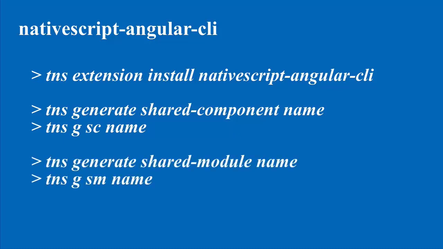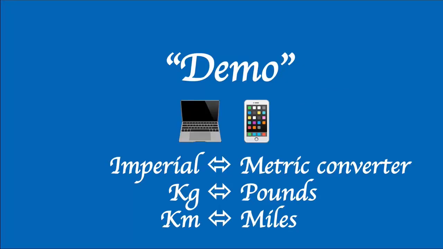And if you want to generate a shareable module, then you just call tns generate shared module name, and again that will generate a module with a component inside that already has all the web and NativeScript specific files. So for the demo part, I'm going to show you very quickly how to build a little imperial to metric converter, and then show you how all of that works in action.